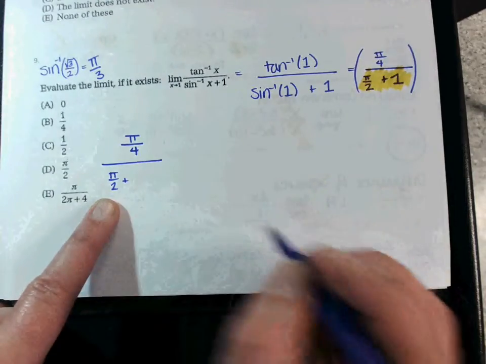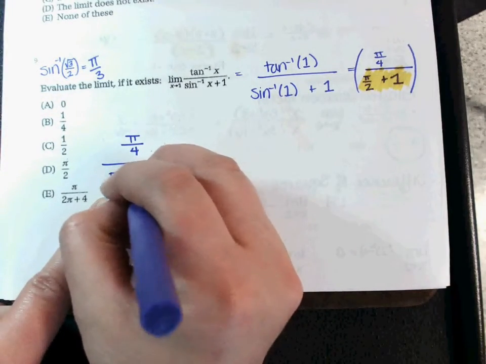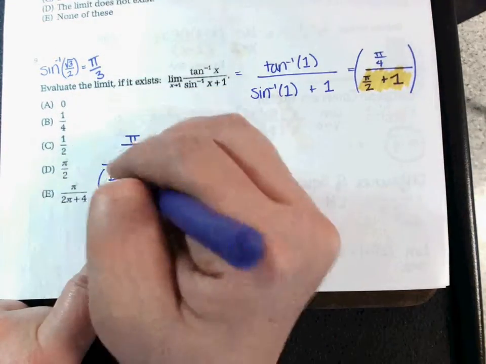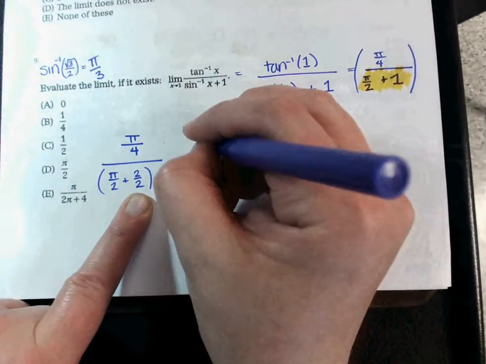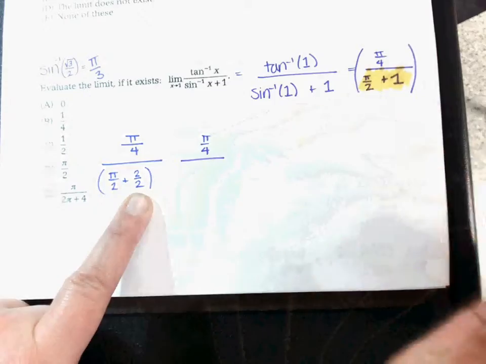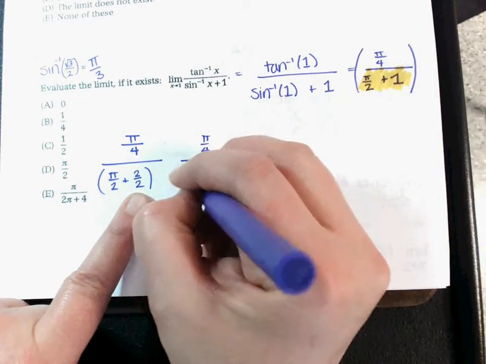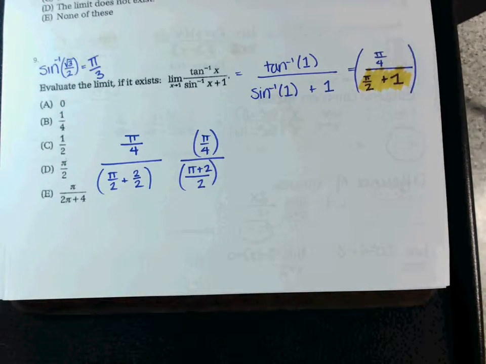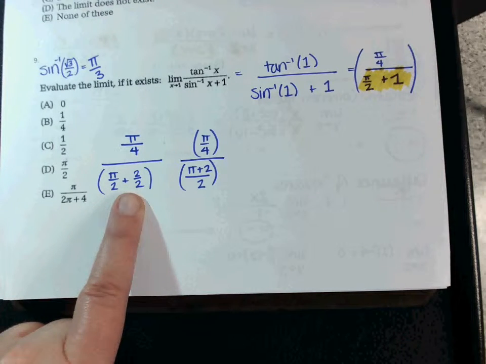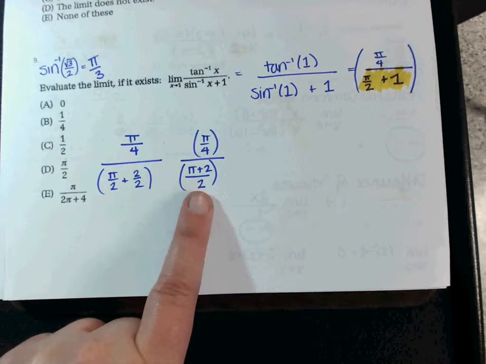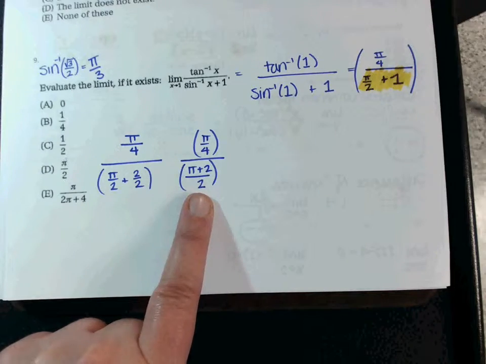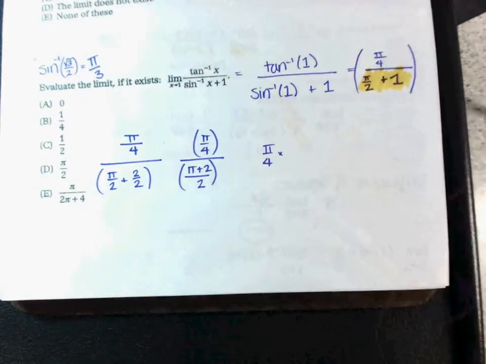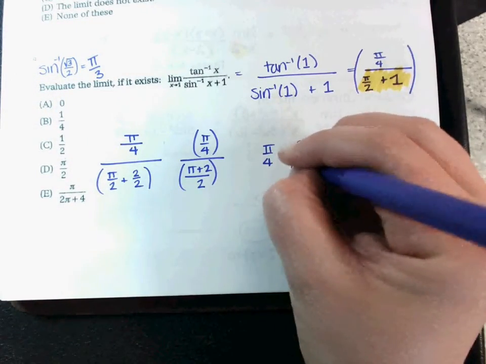2 over 2. Okay, so if you need help, I'm going to do it up here. 1 is the same as 2 over 2, right? Now combine these guys into one fraction. Now they have the same denominator. So I have pi over 4 divided by pi plus 2 over 2. So far, so good? Pi over 4, we're just leaving it alone for right now. The bottom, I changed 1 to a 2 over 2. Then I combined it into a single fraction. Now, why did I do that? So that I can flip it and multiply by the reciprocal. So I have pi fourths multiplied by 2 over pi plus 2.